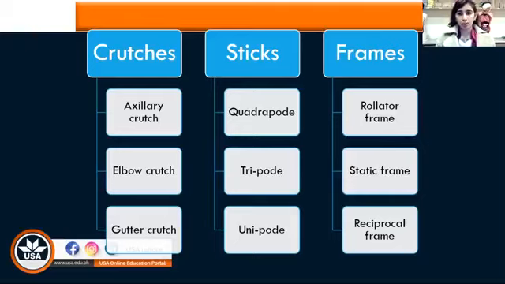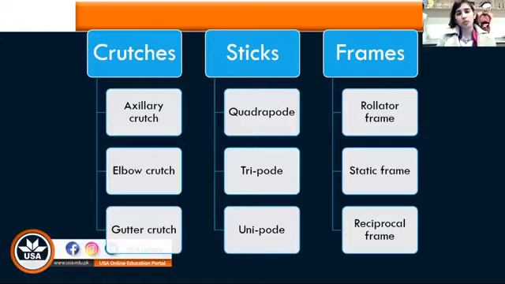They can be unipod, having one leg. They can be tripod, having three legs. They can be tetrapod or quadrupod, having four foot or four legs. So there would be one stick at the top and there would be four ends at the bottom.